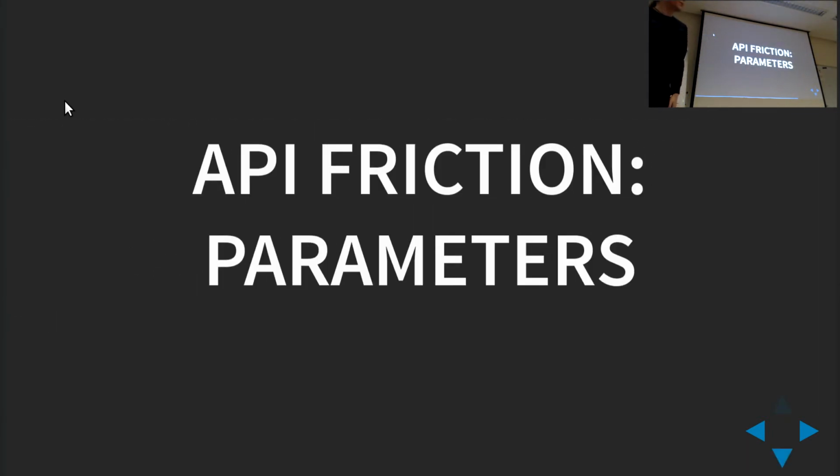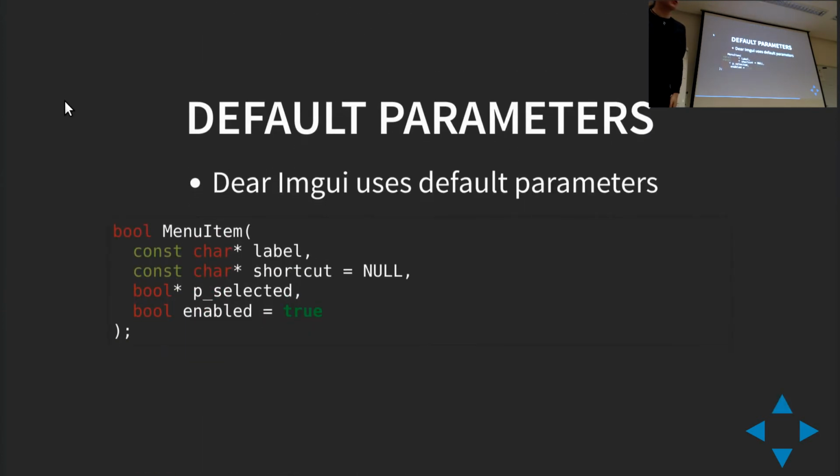Okay, the last API friction thing I'm going to talk about is parameters. This is also something very fundamental if you look at some C++ Dear IMGUI code and IMGUI-RS Rust code. Dear IMGUI uses default parameters in C++, so you can just leave out some parameters, and they will use the default values. They also use quite a lot of function overloading, so you've got the same function name, but slightly different parameters. And Rust doesn't support overloading or default parameters, so this is a mismatch.